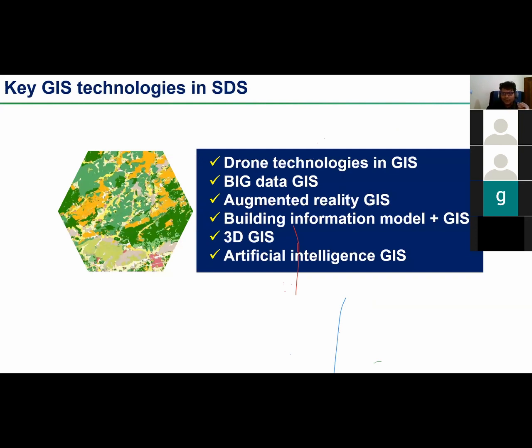So I jotted down 6 key technologies at the moment. One thing is drone technologies in GIS. I think some of your colleagues and some of your friends have already done some work in drone technologies. So this includes the entire spectrum of simple drones to other data acquisition means, like some vehicle-based images and all, which you have seen in how Google does their maps. And then big data GIS, augmented reality, building information model GIS, and 3D GIS. Also artificial intelligence in GIS.